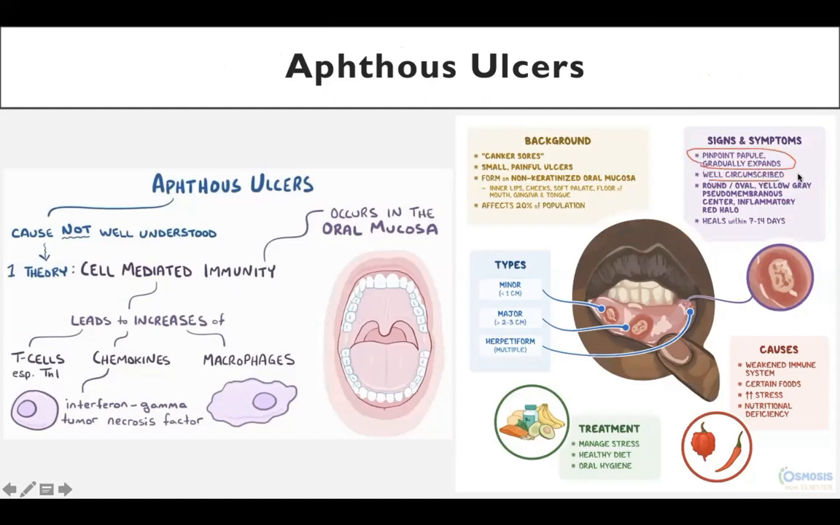Okay. So these include pinpoint papules which gradually expand. They are well circumscribed, means they are round. They are round, oval, yellow-gray, with a pseudomembranous center and an inflammatory red halo. Heals within 7 to 14 days. Ordinarily, minor aphthous ulcers, which are small, heal in 7 to 14 days. Okay, let's go to the next slide.